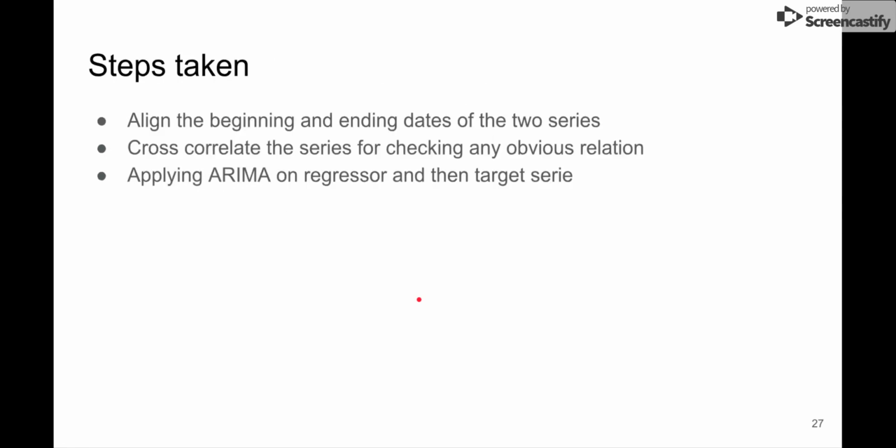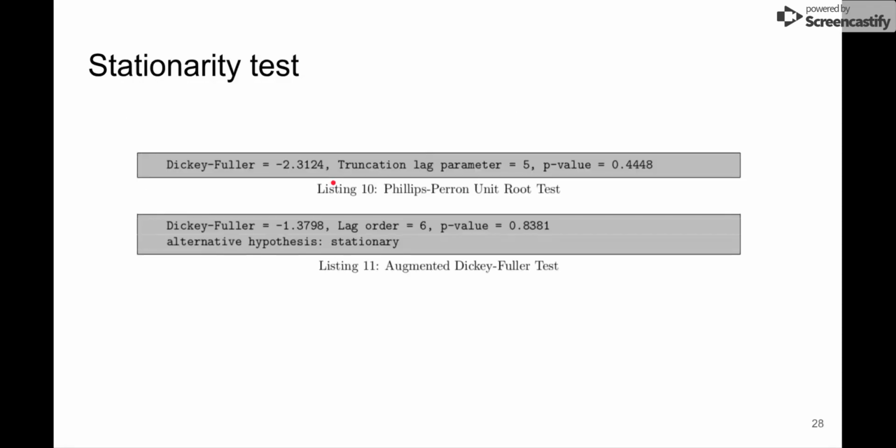And so these are the steps that I take: aligning and cross-correlating to find which lag of the regressor is appropriate for performing the ARIMAX, and finally applying the ARIMAX. Again, this is the stationarity test that I do by default to make sure of some obvious non-stationarity. So we can see there is definitely a non-stationarity because the p-value is above the critical value, which is 0.01.